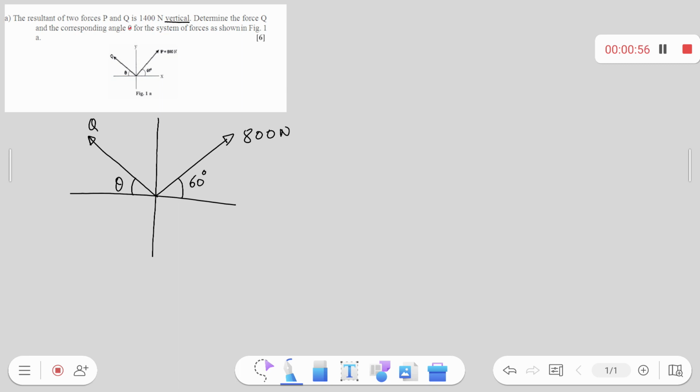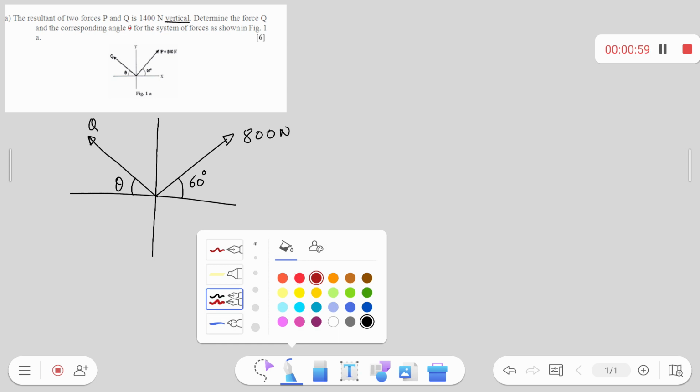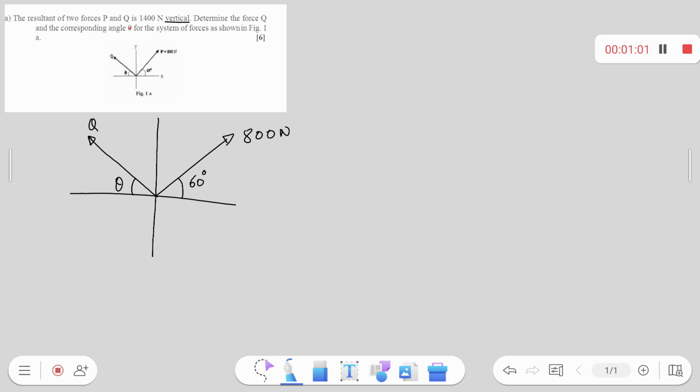What is asked of us? They asked us to determine Q and theta. What is required? Q and the respective angle theta. And what is given? The resultant is vertical. What does it mean, the vertical resultant? We'll see what it means.